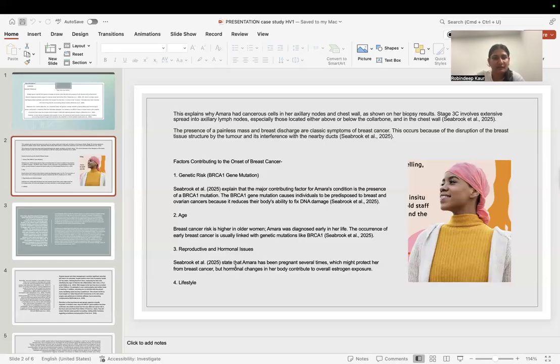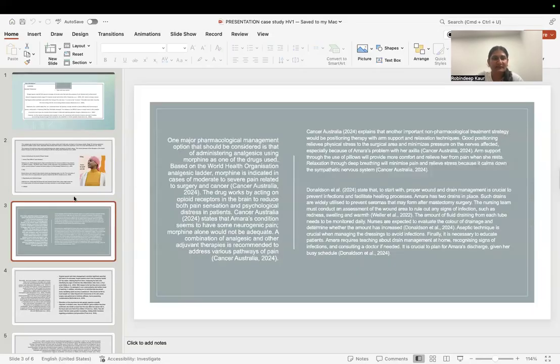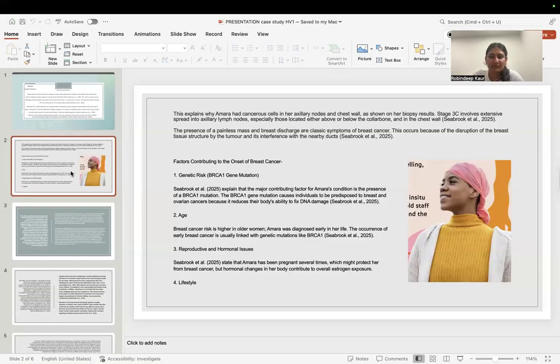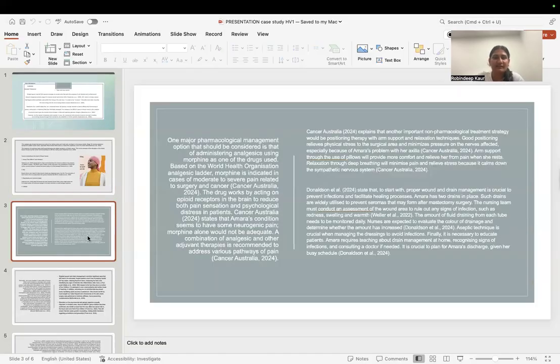Third is reproductive and hormonal issues. It states that Amara has been pregnant several times, which might protect her from breast cancer, but hormonal changes in her body contribute to overall estrogen exposure. Last is lifestyle. Lifestyle is like how she is, maybe a reduction of physical activity in her life, or it depends on the meals, the food that she is having.